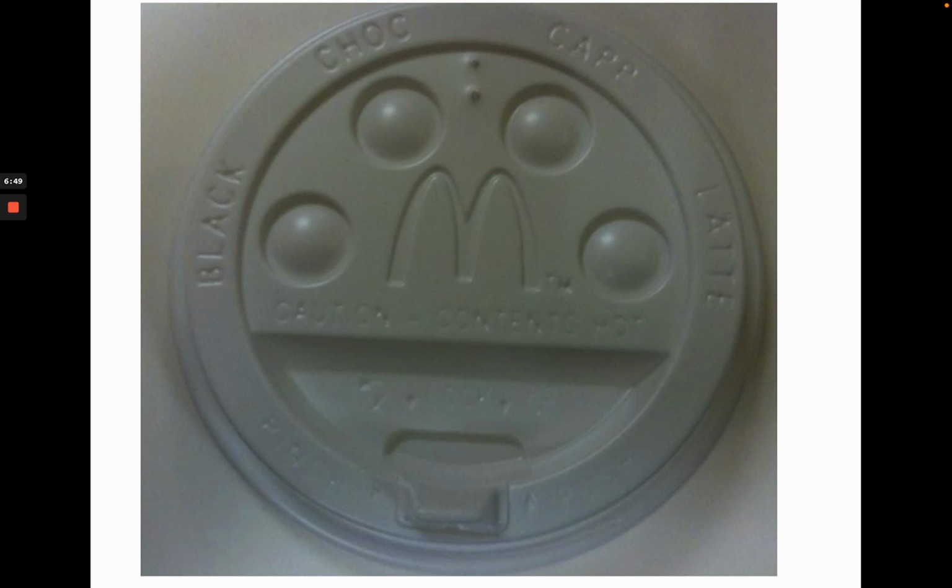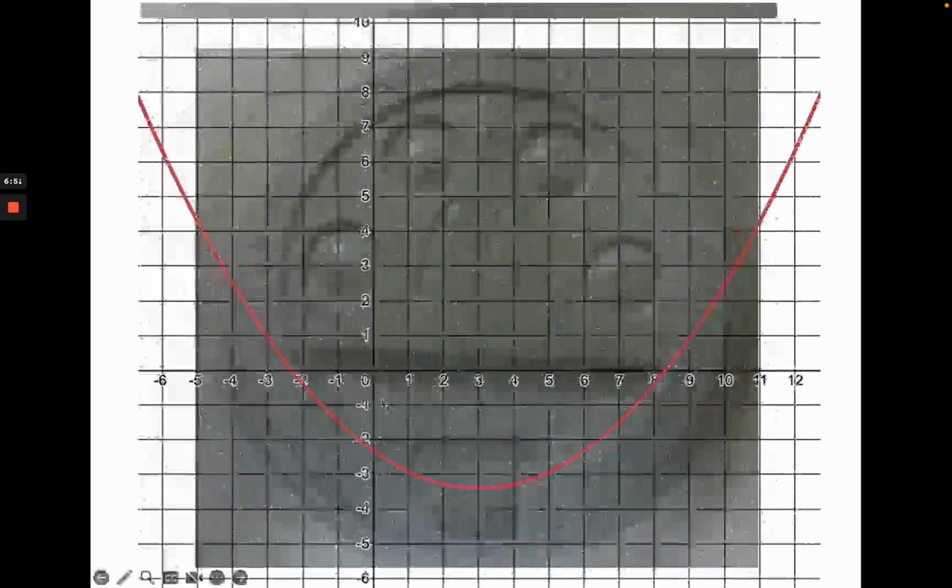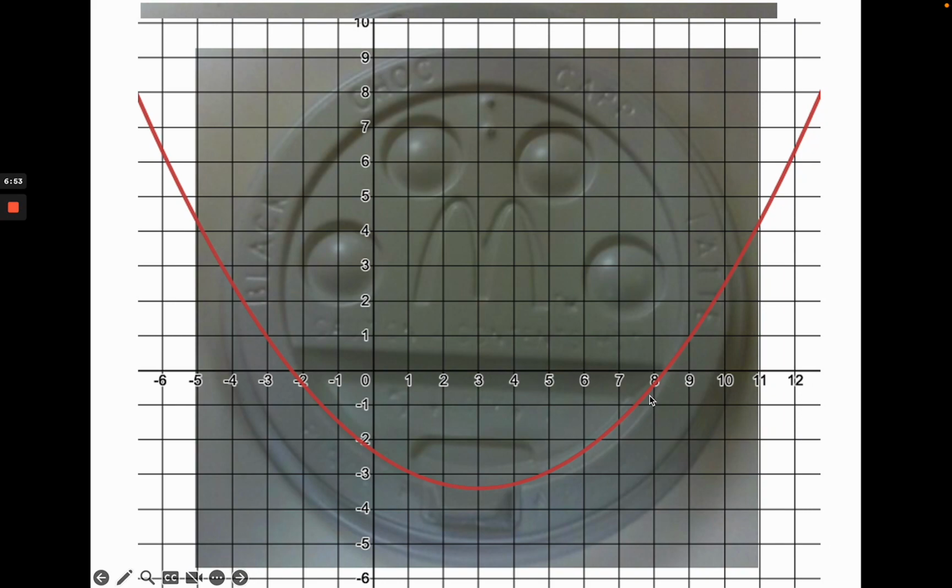If I was to put this on a graph, this is what it would look like. And as you can see, the parabola would only hit from that part to that part. It wouldn't hit any more.